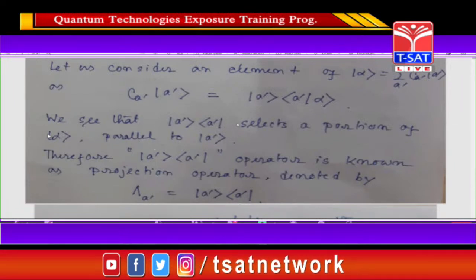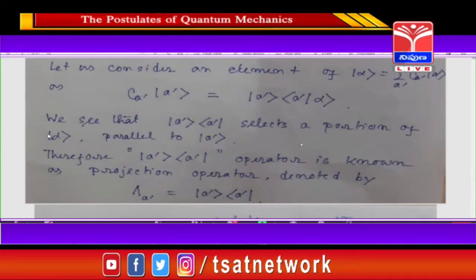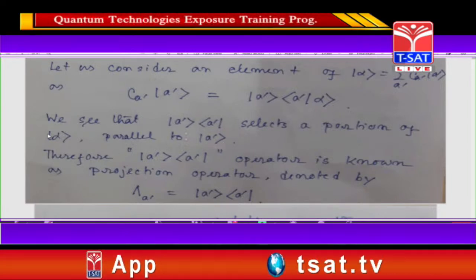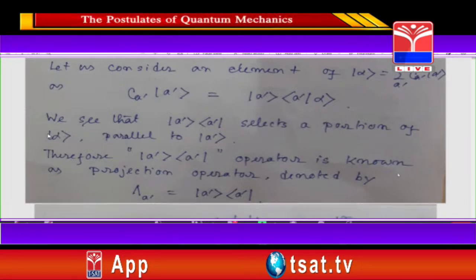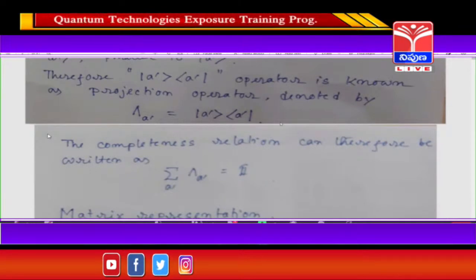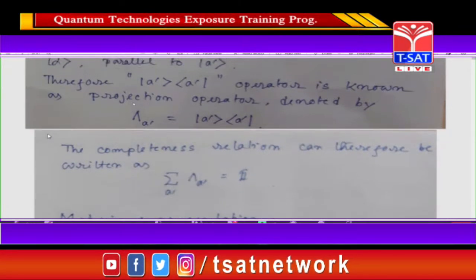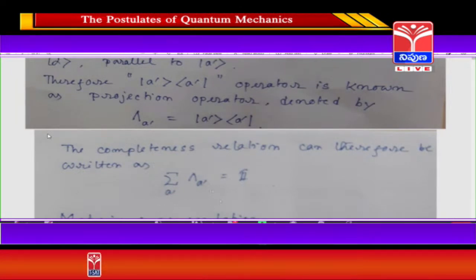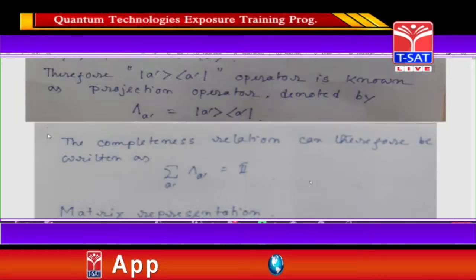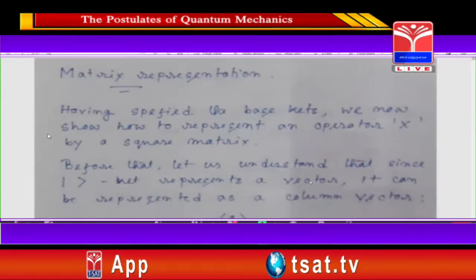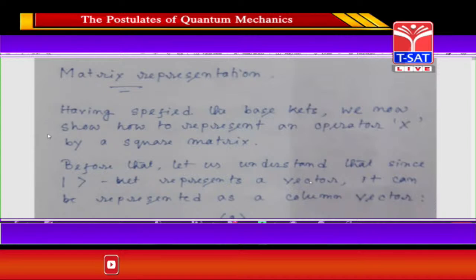We see that alpha selects a portion of the A prime parallel to A prime. So that's why they are called projection operator, which I was just explaining. So if we represent this projection operator by this notation lambda, then sum over all lambda A prime is identity. So now let us understand the matrix representation of these vectors.